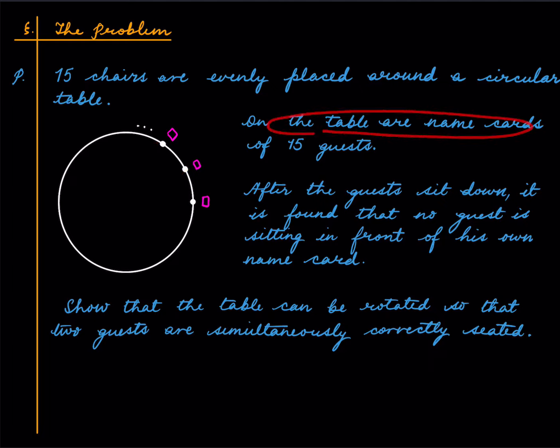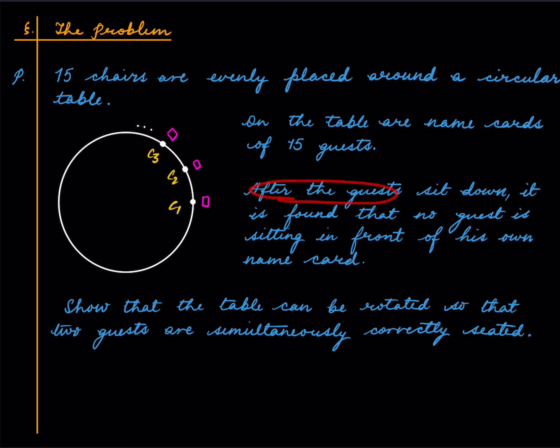On the table are name cards of 15 guests. So 15 guests are to arrive and their names are written in some order on these 15, again, evenly placed positions on the table. So let's say the names are C1, C2, C3, and so on. So these are the names of the guests.